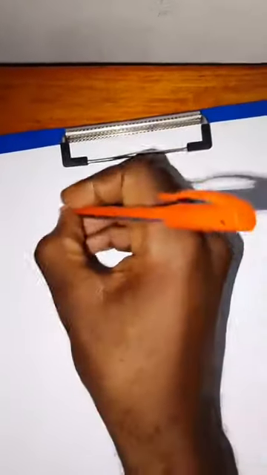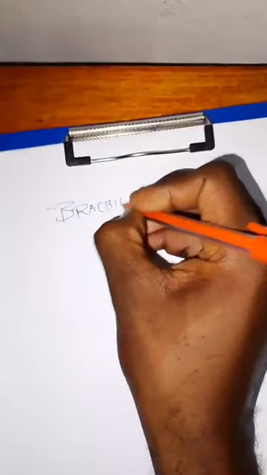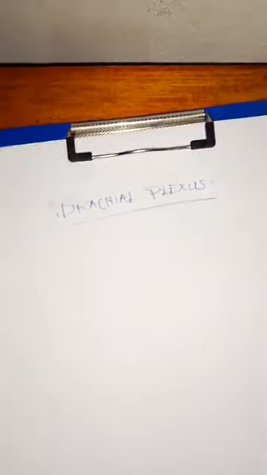The brachial plexus. So we are going to look at the brachial plexus. Just an introduction on the brachial plexus. A brachial plexus basically is a network of nerve fibers that will be giving motor and sensory innervation to the upper limb, the muscles of the upper limb.